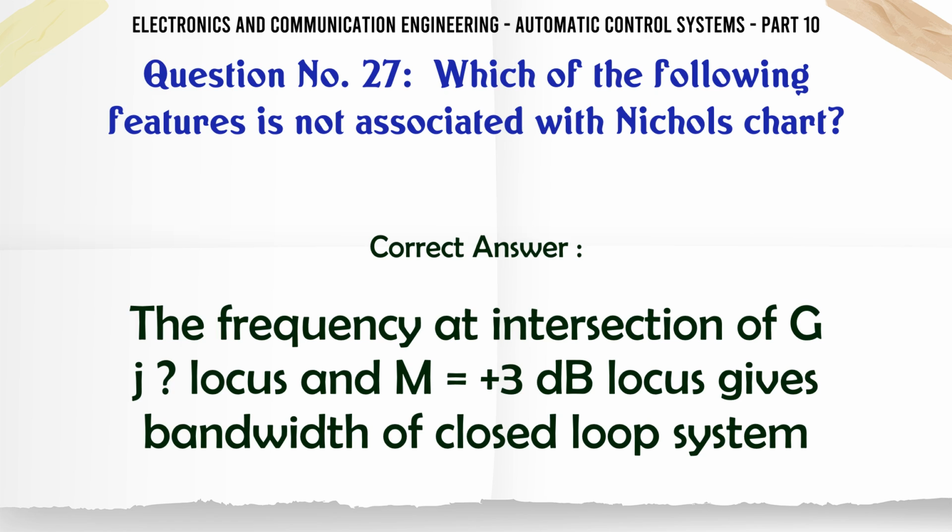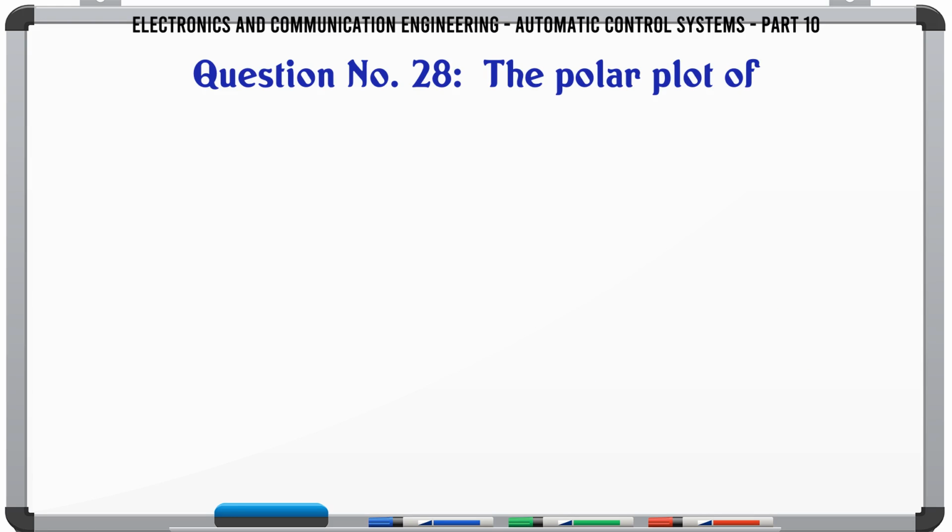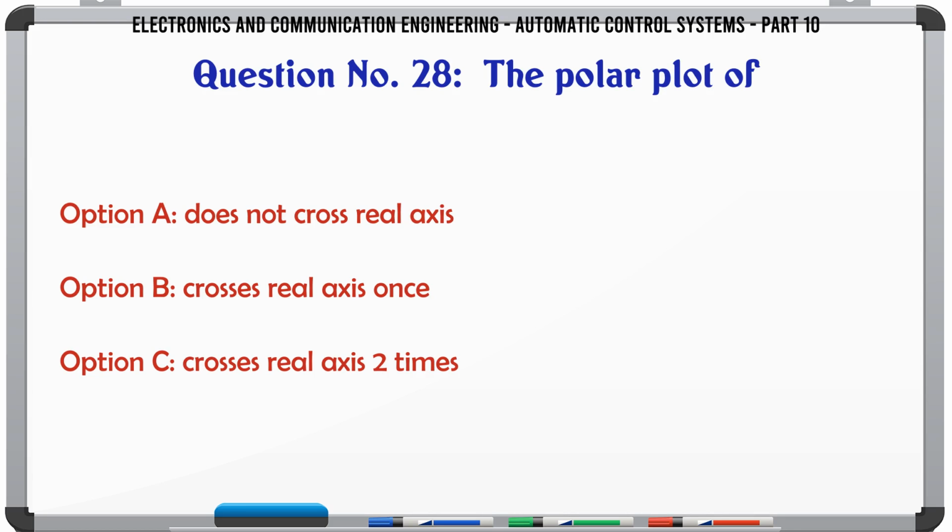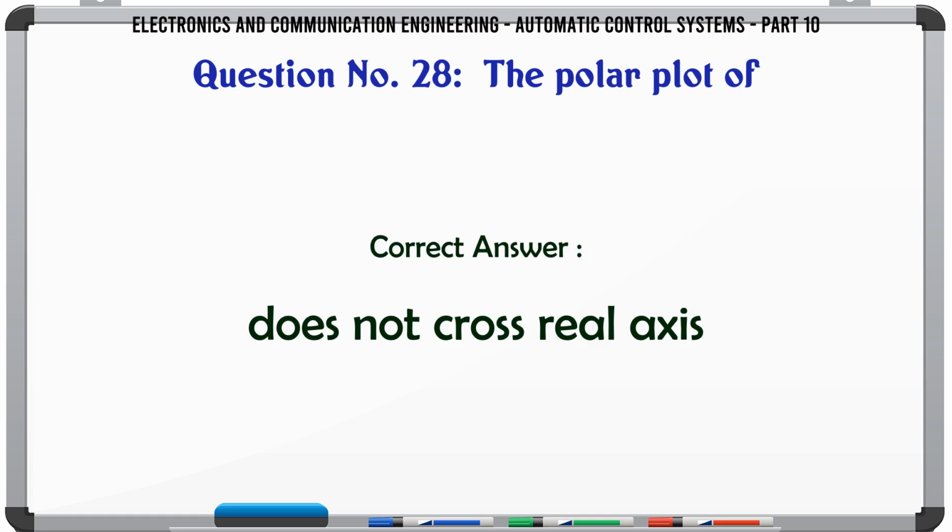The polar plot of G(s) A, does not cross real axis, B, crosses real axis once, C, crosses real axis 2 times, D, crosses real axis 4 times. The correct answer is does not cross real axis.